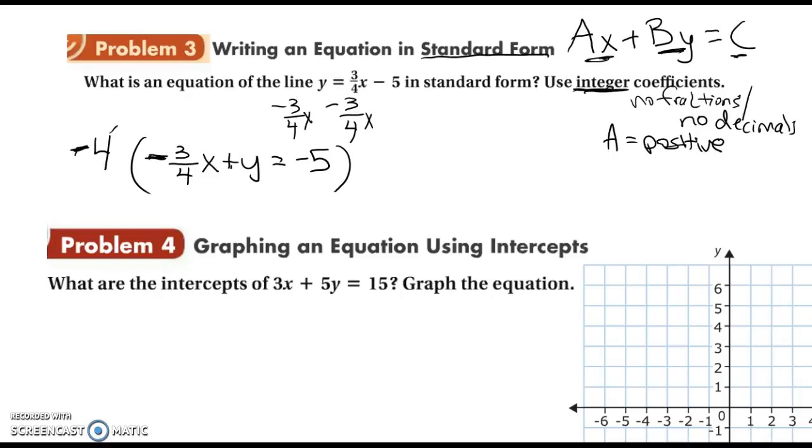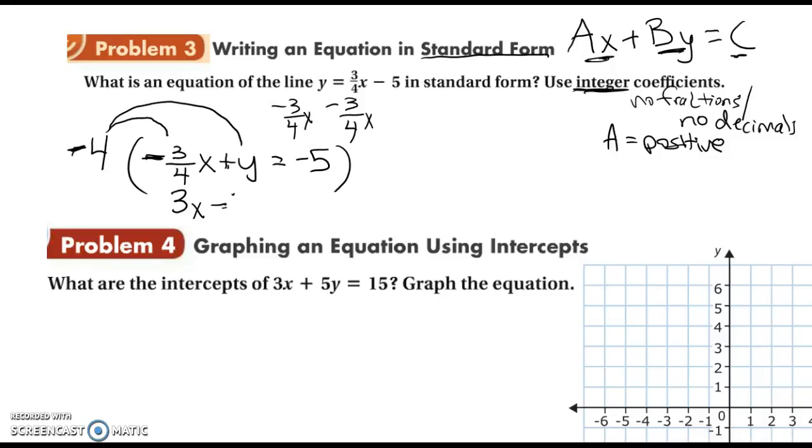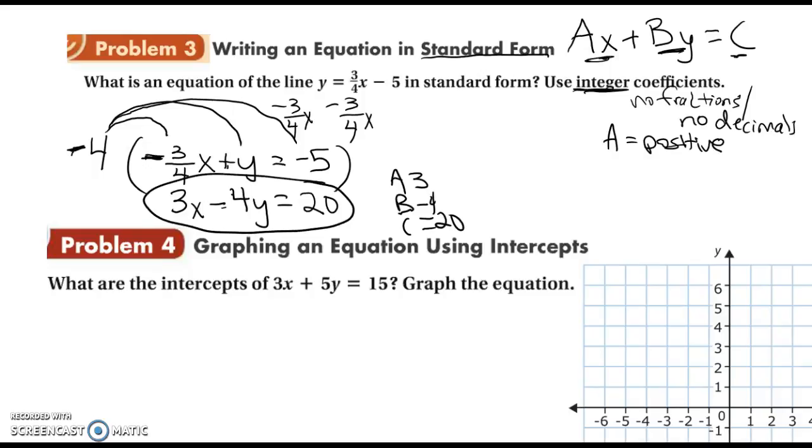So let's try this. Negative 4 times negative 3/4. You can compute in your calculator or in your head, and you're going to get 3x. Negative 4 times y will be negative 4y. And then negative 4 times negative 5 will equal positive 20. Notice we are now in standard form, where a would be 3, b would be negative 4, and c would equal 20. Standard form. This is very easy to type in on a computer.